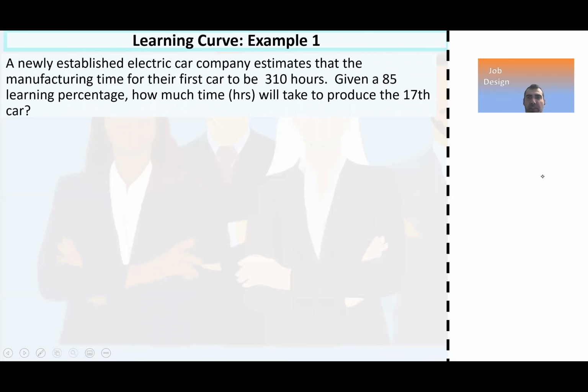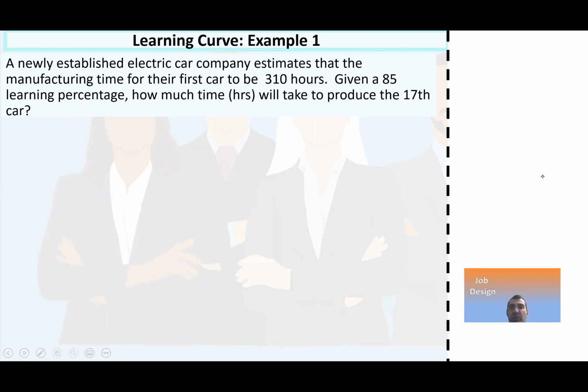So let's look at this question. I'll give you a few seconds to read the question. Here we have a manufacturer producing electric cars. They're giving us the time for the first car, so we know T1 is equal to 310 hours. They're telling us the learning percentage is 85%. How much time does it take to produce the 17th? So n in this case is 17.